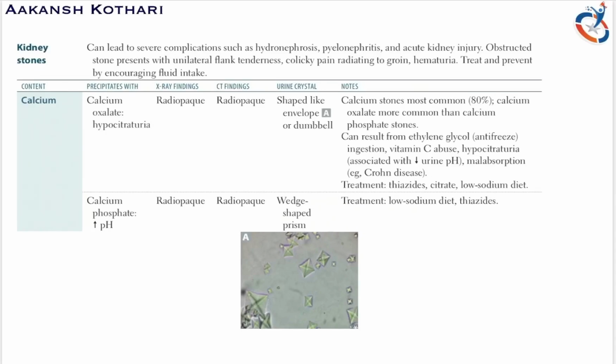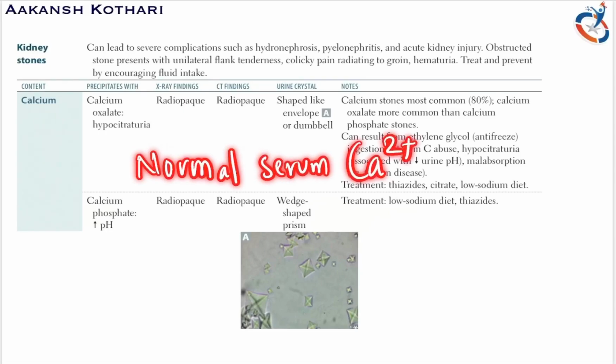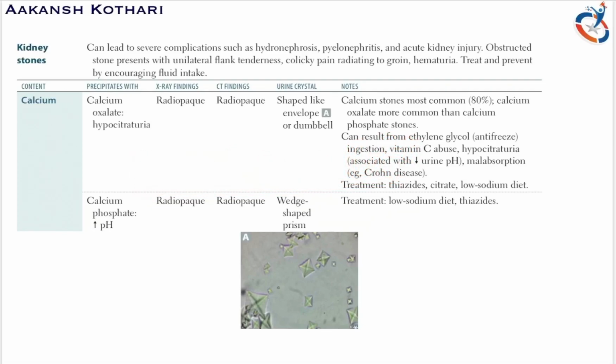That means there is a normal serum calcium level. Always remember there is a normal serum calcium level. This is very important. There is only an increase in the calcium in urine. Okay. In the X-ray, we see calcium stones as radio-opaque substances, and the same is true in the CT scan.